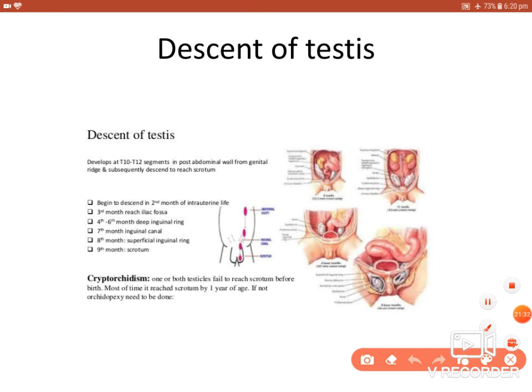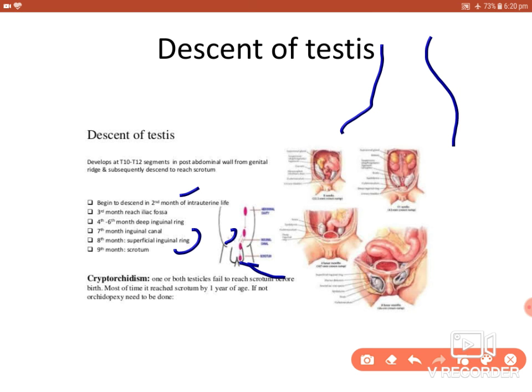Then here you can see the descent of the testis. I already told you the testis starts developing from the posterior abdominal wall, the lumbar region, and then it has to reach the normal position, that is in the scrotum. It begins to descend in the second month of intrauterine life, then reaches the iliac fossa at the third month, then crosses the inguinal canal at the seventh month, then reaches the superficial inguinal ring at the eighth month, and reaches the scrotum at the ninth month.